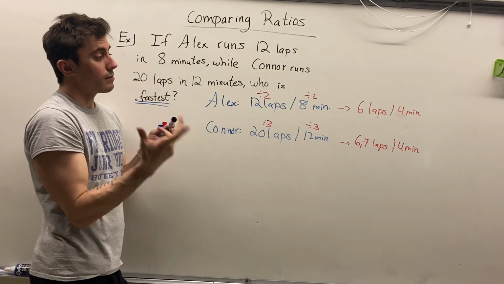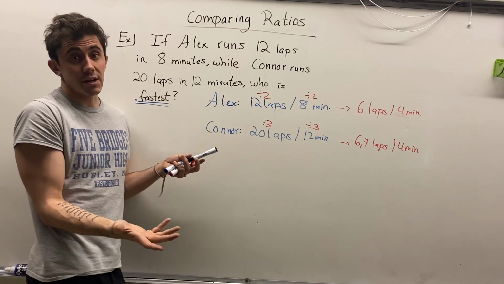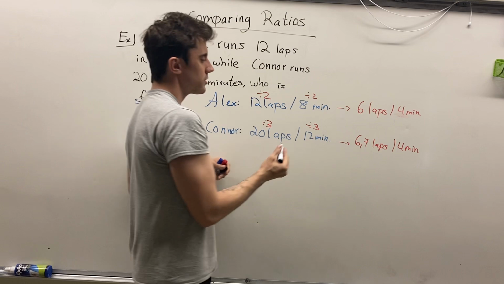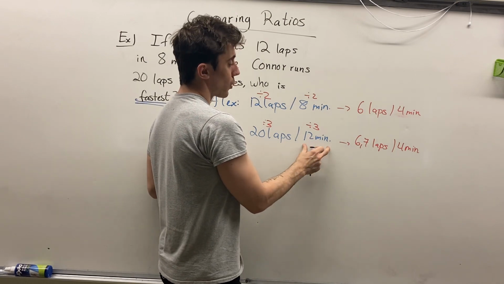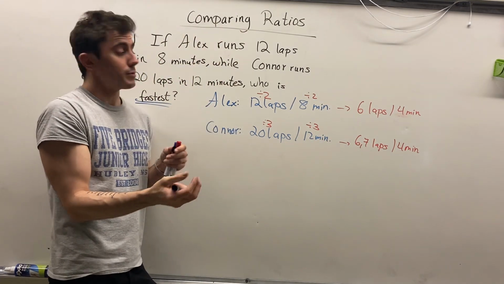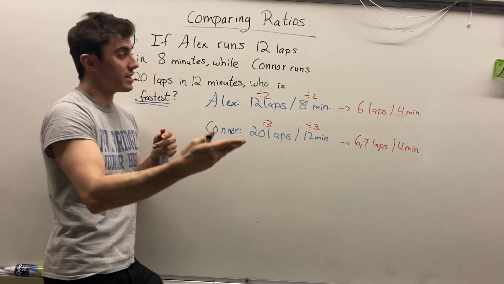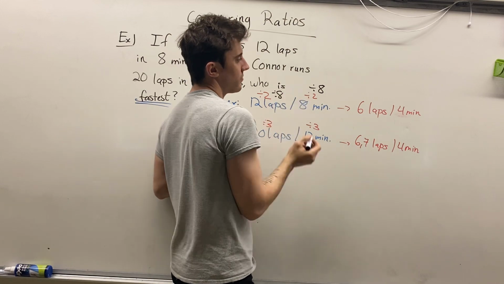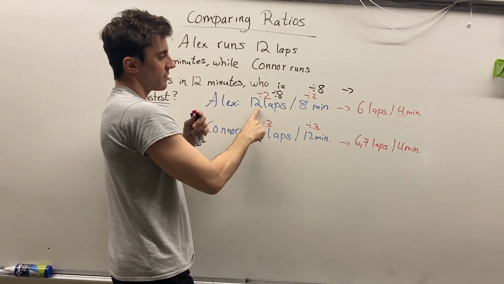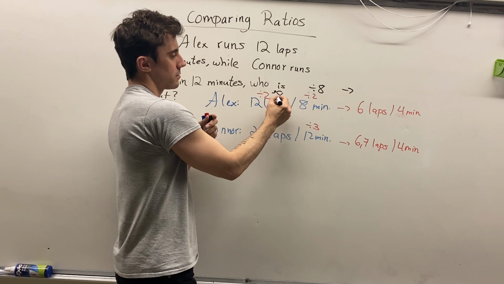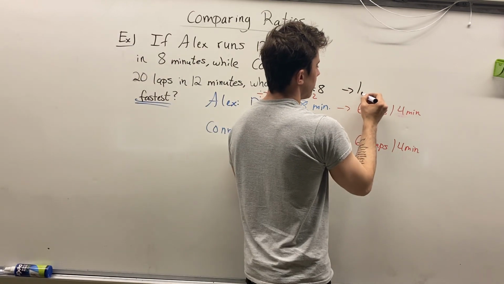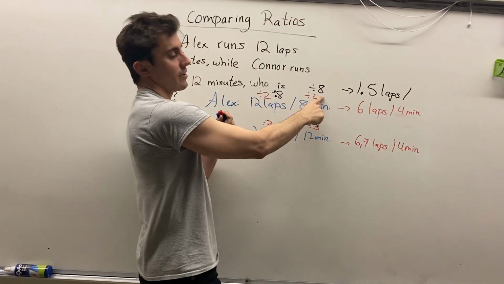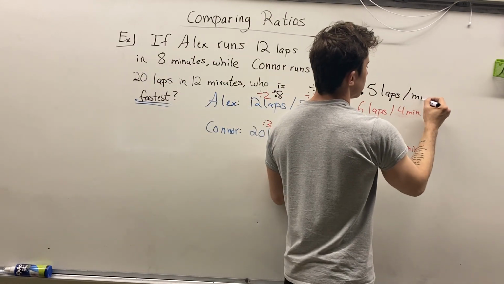Okay? However, I just wanted to show you that this is not the only strategy. There's so many different strategies to compare these ratios, these rates, right? We could have done per 1 minute for both rates, right? We could have found their speed per minute, like laps per minute. So to do that, we could have divided the first rate by 8, and we would have found 12 divided by 8 gives you 1.5 laps per, and clearly 8 divided by 8 gives you per minute, right?